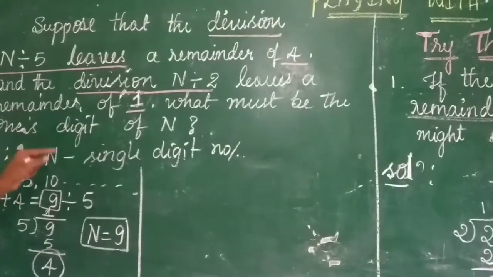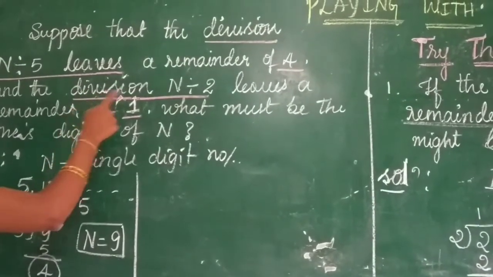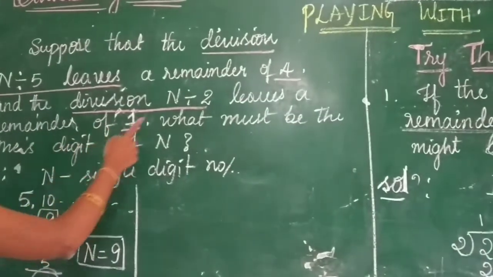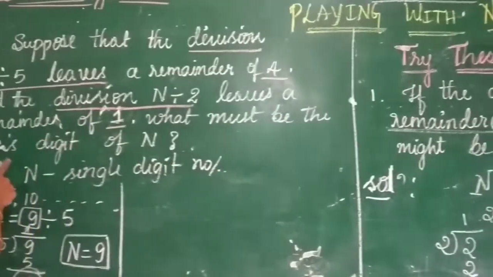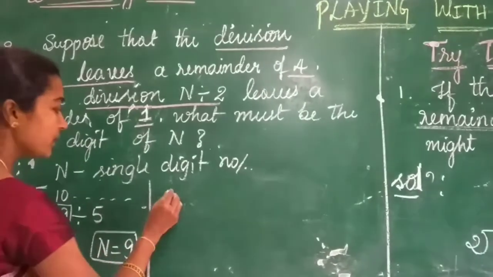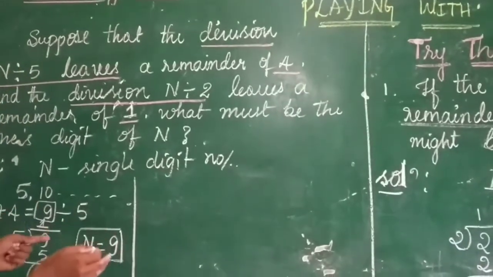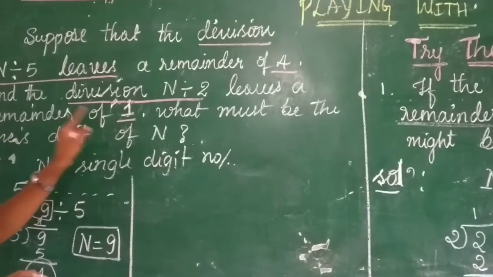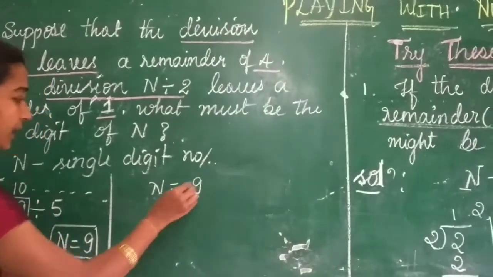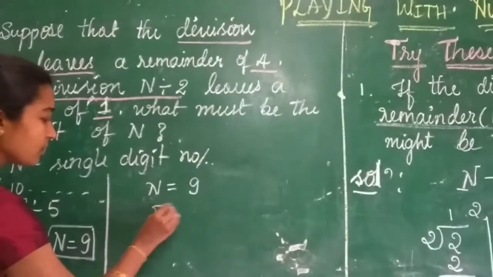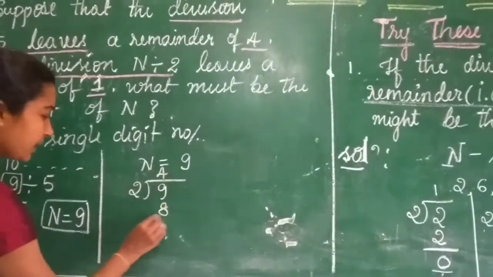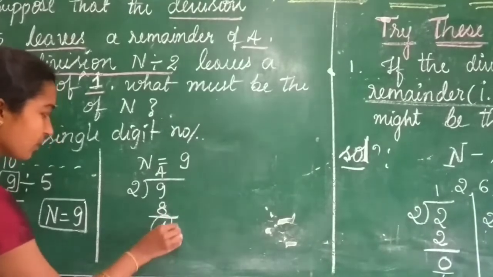Now come to the second half. See here, division n divided by 2 leaves a remainder of 1. What must be the ones digit of n? Look at children here. Here also we have to select the number that leaves the remainder of 1. See children, here we take n as 9. Now check divisibility by 2. 2 fours are 8. It leaves the remainder 1.